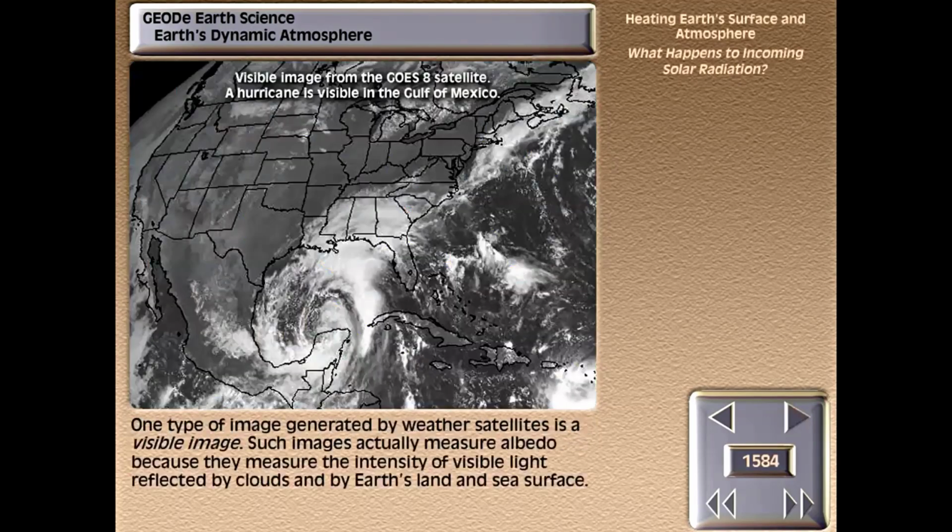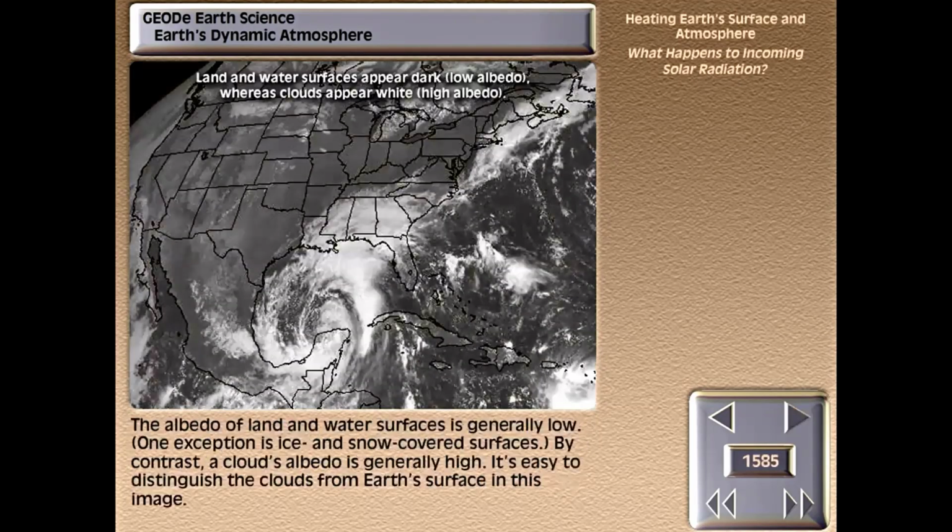One type of image generated by weather satellites is a visible image. Such images actually measure albedo because they measure the intensity of visible light reflected by clouds and by Earth's land and sea surface. The albedo of land and water surfaces is generally low. By contrast, a cloud's albedo is generally high. It's easy to distinguish the clouds from Earth's surface in this image.